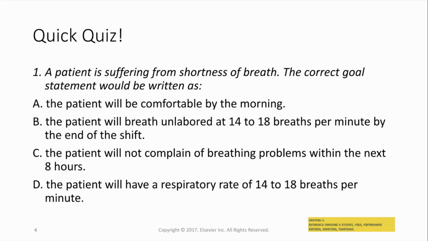So let's do a quick knowledge check here. Patient is suffering from shortness of breath. The correct goal statement would be written as: A, the patient will be comfortable by the morning. B, the patient will breathe unlabored at 14 to 18 breaths per minute by the end of the shift. C, the patient will not complain of breathing problems within the next 8 hours, or D, the patient will have a respiratory rate of 14 or 18 breaths per minute. So if you think about this, before you answer, think about if it has all the parts. Remember, we need our subject, which is the patient, our verb, we need our possible conditions if we have one, we need our performance criteria, we need our time frame. So which one of those has all of those things?